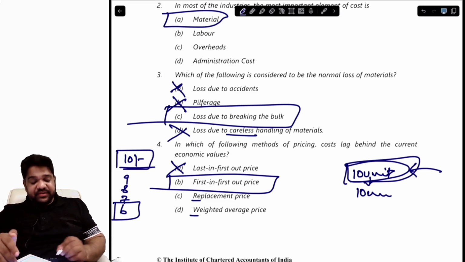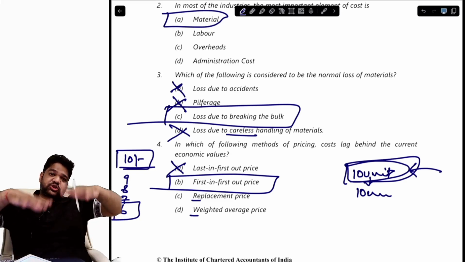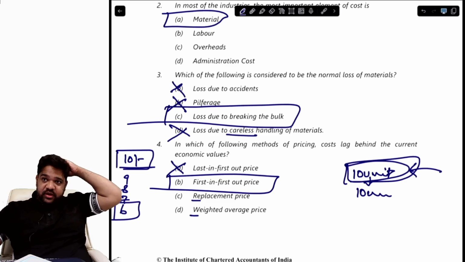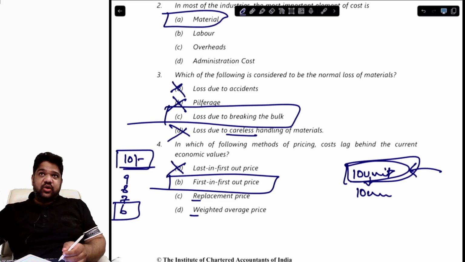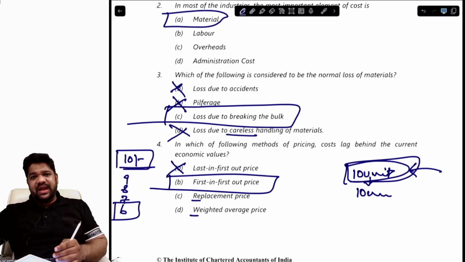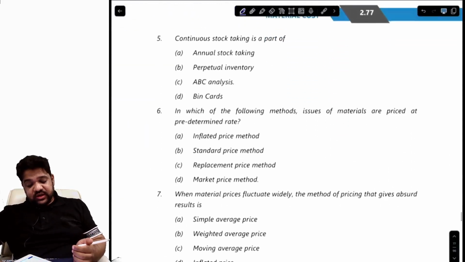And then comes the weighted average price. So what happens under weighted averages, it will smooth out the prices, so you may not have a lot of lag. It may have some lag but not as much as FIFO. Okay, then let's look at the next one.